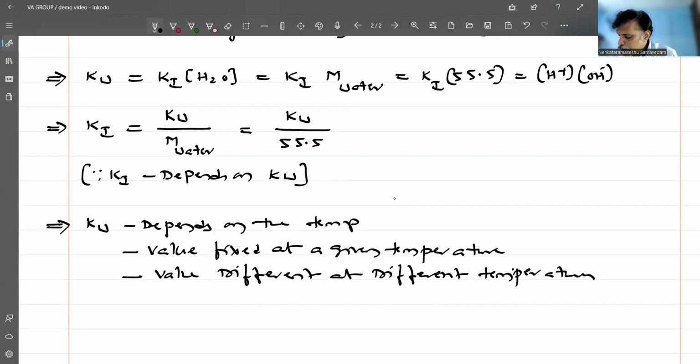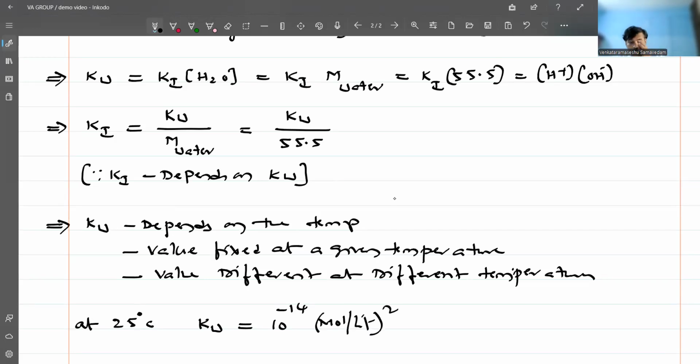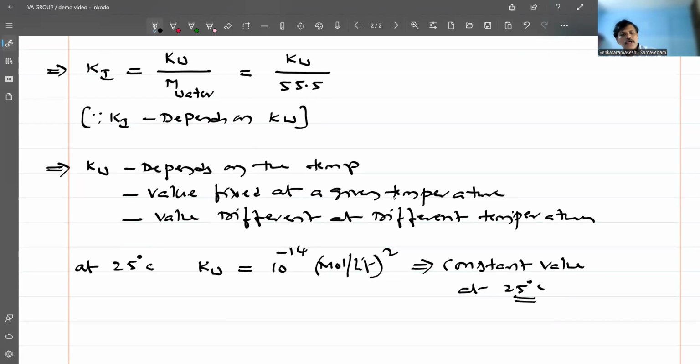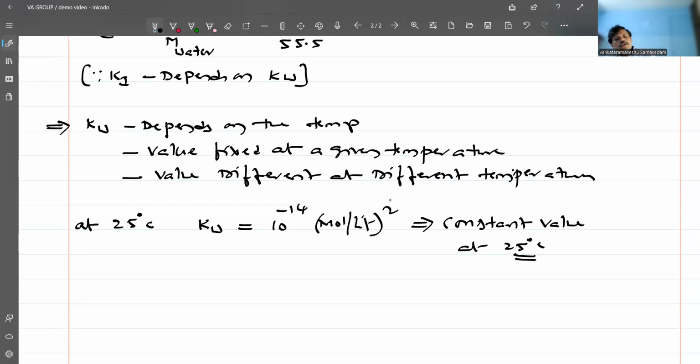Let us consider 25 degrees centigrade. At 25 degrees centigrade, Kw is a fixed value, that is about 10 power minus 14 mole per liter whole square. So at 25 degrees centigrade, this value is fixed. This is a constant value. There is no change in the Kw value. Kw value is fixed.